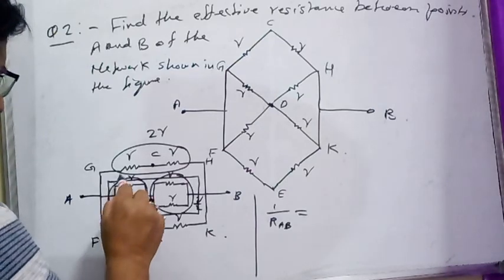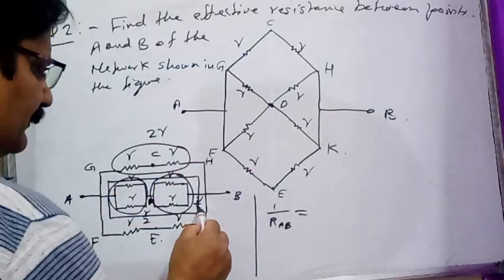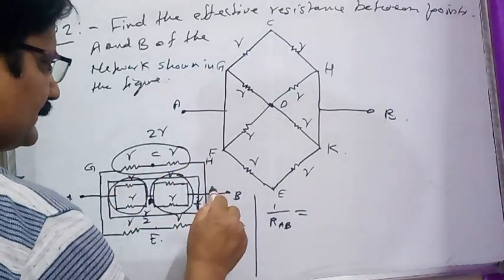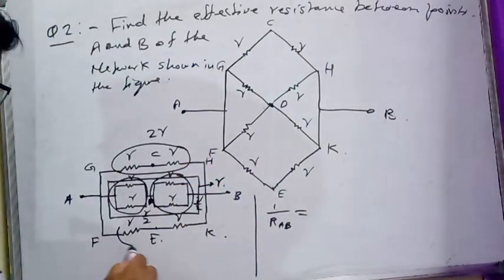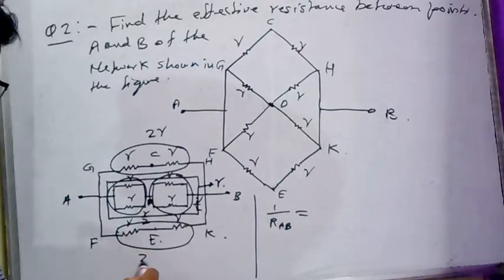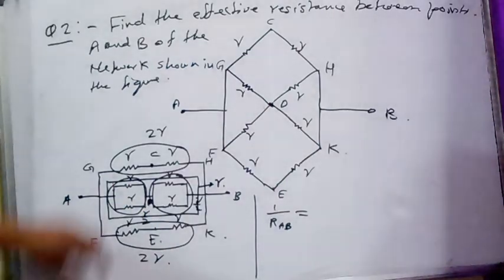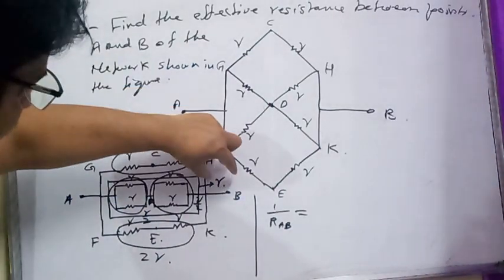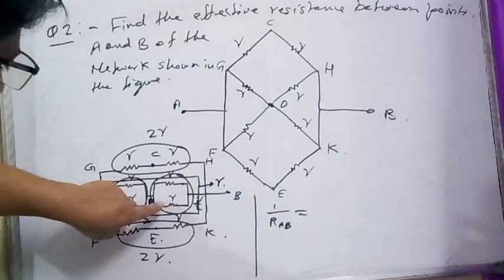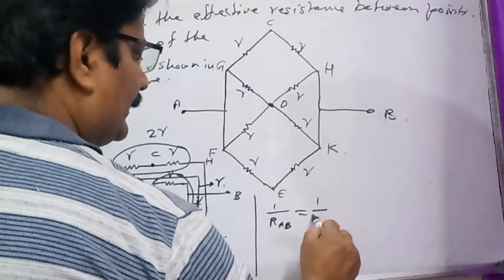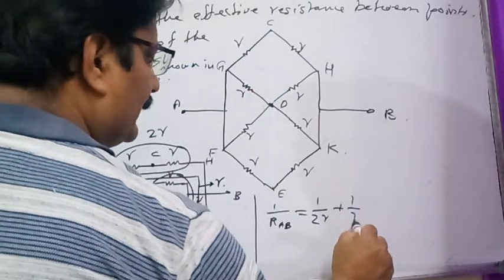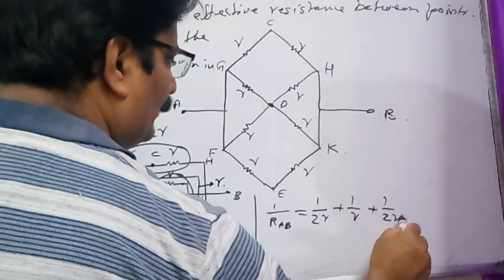the total middle section of this network is going to be R by 2 plus R by 2, that is R ohm. And again these two resistors are in series, so their resistance is going to be 2R. So 2R, R and again 2R. These three resistors are in parallel. So what is going to be the formula? 1 by 2R plus 1 by R plus 1 by 2R.